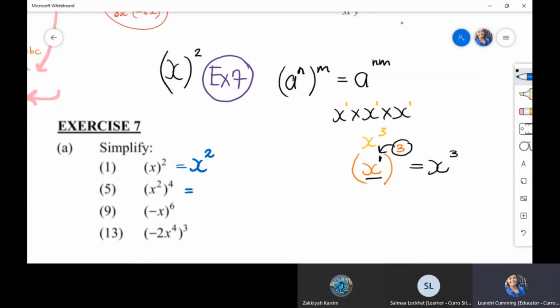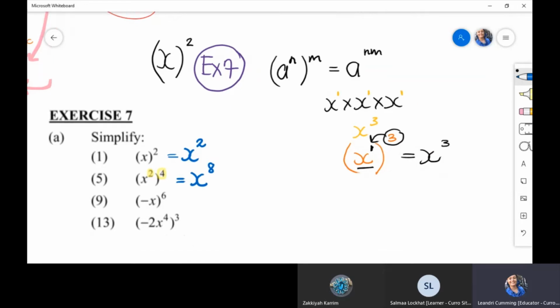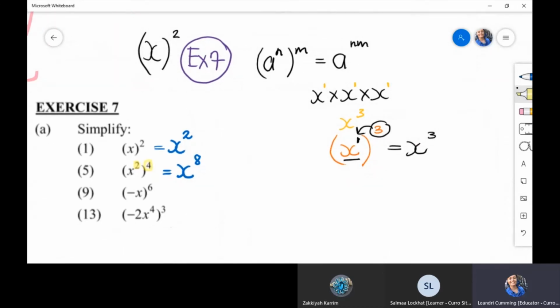Number 5, x to the power of 2 times x to the power of 2 multiplied by the 4 gives me x to the power of 2 times 4, which is a power of 8. Okay, then I see these here with my negatives. Let me first just clarify.